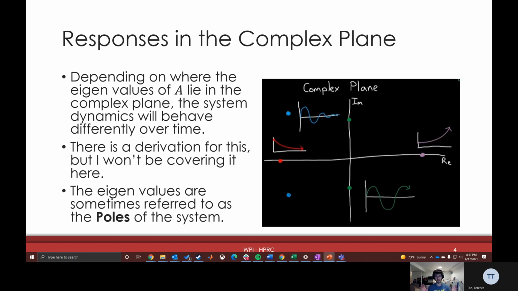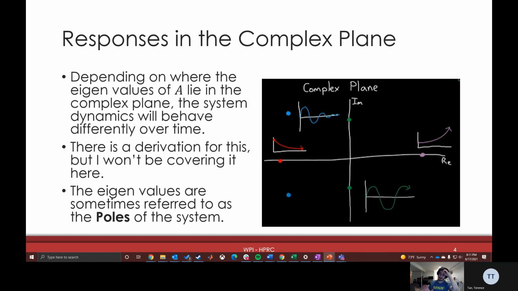In a more general sense, on the complex plane as a whole, depending on where the eigenvalues of A lie in the complex plane, that changes how the system dynamics behave. There's a derivation for this, but I'm not going to cover it. Also, the eigenvalues are often referred to as the poles of the system.